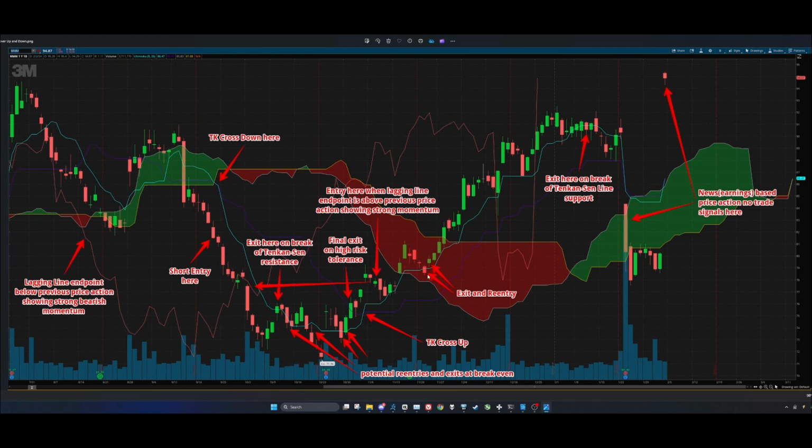You'd ride it up, exit, re-entry, ride it up on the conversion line support. Red candle there, break beneath the conversion line, so take your exit there. And that's basically this trade as well. So there's multiple trades on this one. You've got a downtrend trade, you've got an uptrend trade. It's on the daily time frame.